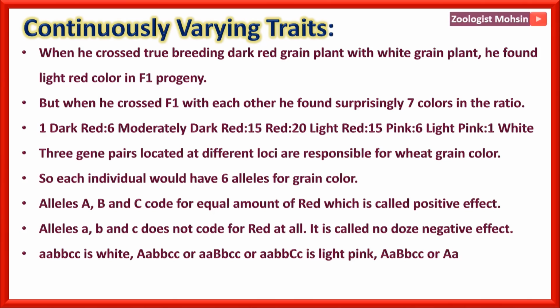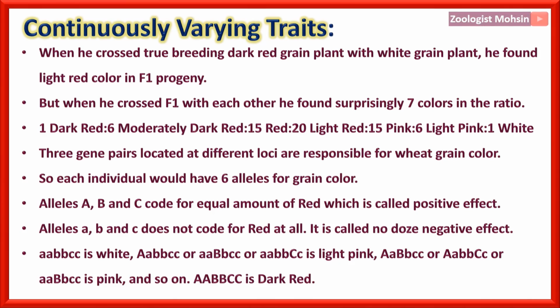Now, the combination of recessive of all the 3 alleles like aabbcc is white, while the combination of all the capitals, all the dominant alleles in homozygous condition like AABBCC is dark red. All the rest combinations are in between these two extremes. Like if one is dominant A or B or C, then the color is light pink. If 2 alleles are dominant in a heterozygote, then the color is pink, and other combinations like this may also result into light red, then moderately dark red, and finally dark red.